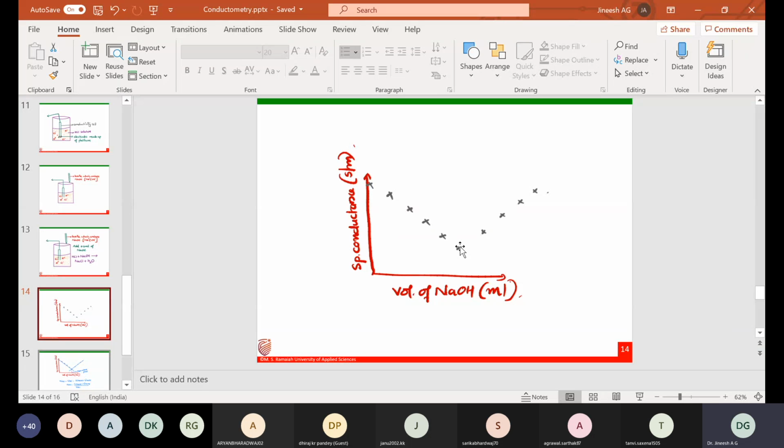But are you stopping the addition of sodium hydroxide? No, you keep on adding 0.5 ml each. Now you keep on increasing the concentration of OH minus ions in the solution, which increases the conductivity. Understood the graph? Yes, sir. Right? Now, sir, see the dots, the marked points. There is a decreasing trend, then there is an increasing trend. Am I right?